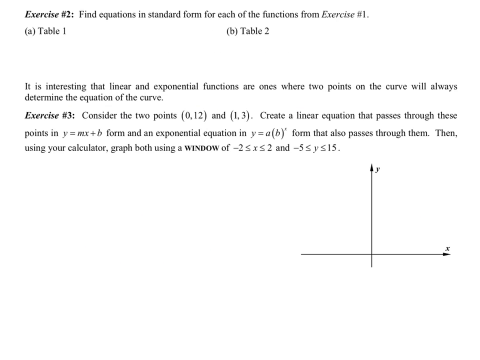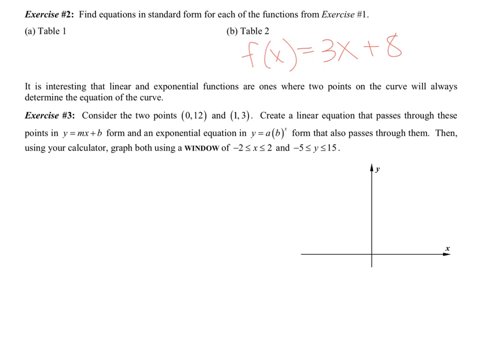So find the equation in standard form for each of the functions from the last one we did. Well, table 2 is easier. It's going to be the function of x. x is going up by 3 each time, and when x was 0, y was 8.